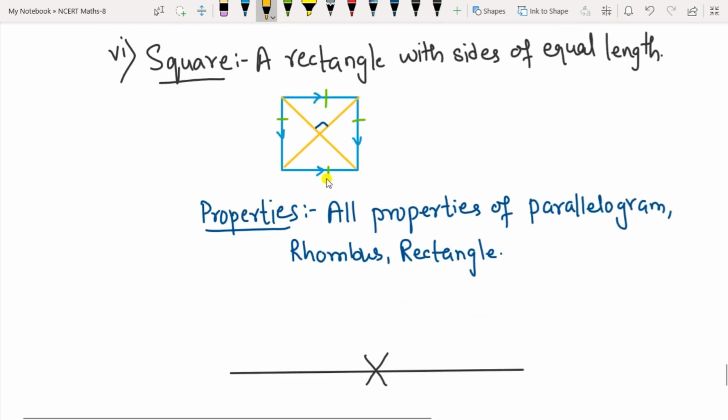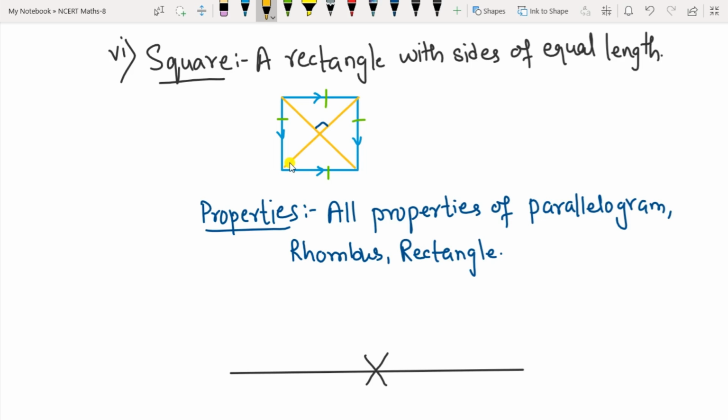The next one is the square. A rectangle with sides of equal length is called a square, or a parallelogram also you can say, or a rectangle with sides equal. So in a square you have all the properties of a parallelogram, rhombus and rectangle together. All the sides are equal, all opposite sides are parallel to each other, diagonals are of equal length, diagonals bisect each other and diagonals are perpendicular to each other, and also there is a 90-degree angle at each vertex. So all that together constitutes a square.